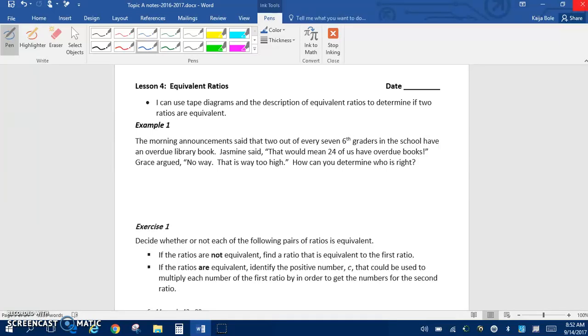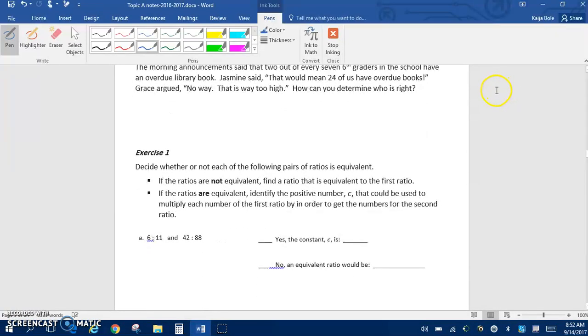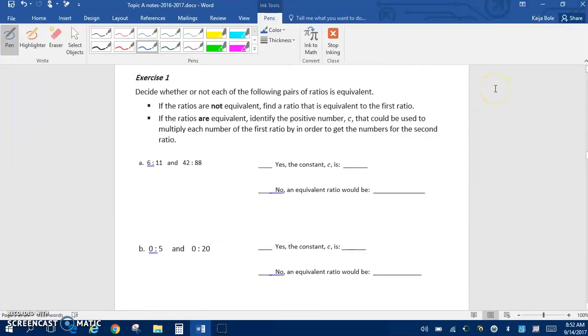Alright, here we are on Lesson 4, Equivalent Ratios, and we're on page 9 in your yellow notes packet. We're going to skip example 1 for right now. We're going to move down to exercise 1. So exercise 1 says, decide whether or not each of the following pairs of ratios is equivalent. If the ratios are not equivalent, find a ratio that is equivalent to the first one.